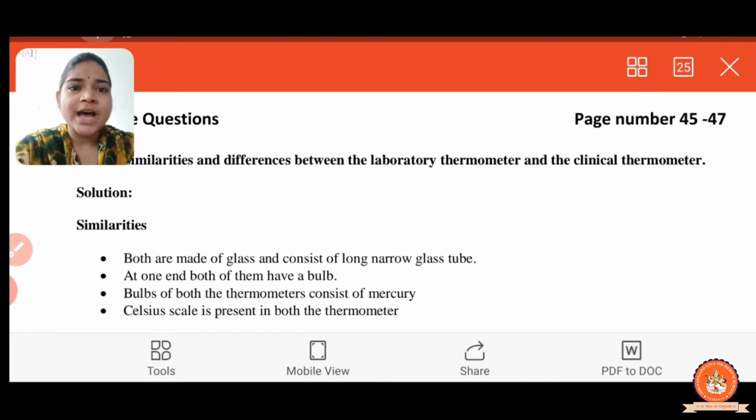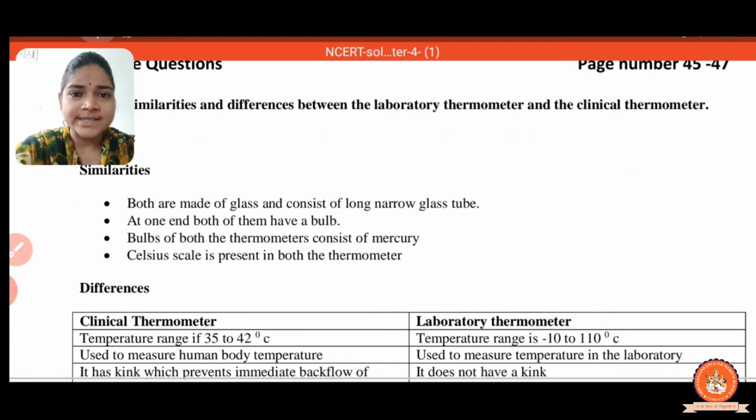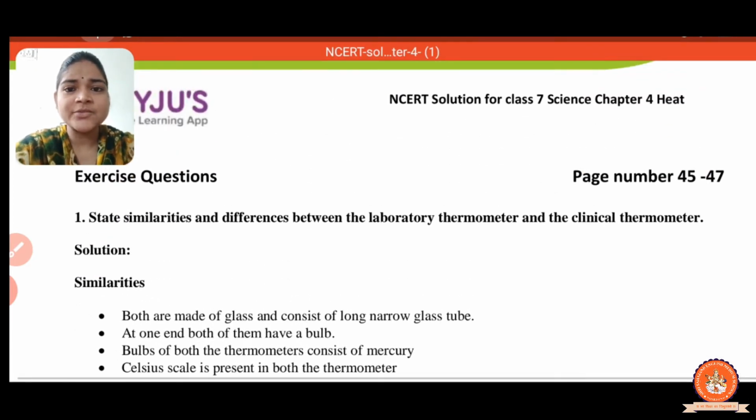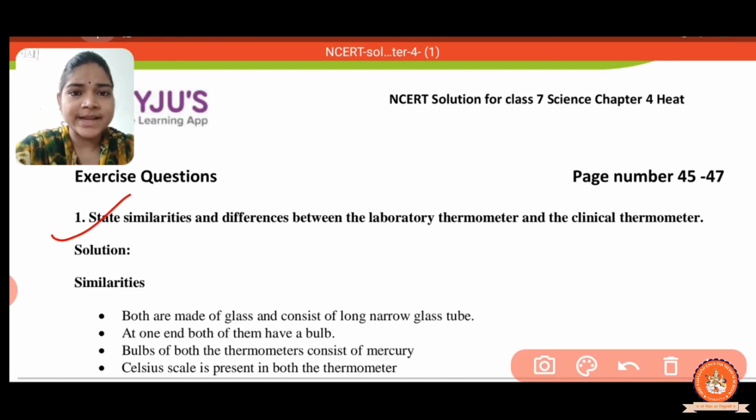So students, after completion of the chapter, now we will discuss the exercise question answers, right? So let us discuss. See the first question: state similarities and differences between laboratory thermometer and clinical thermometer.